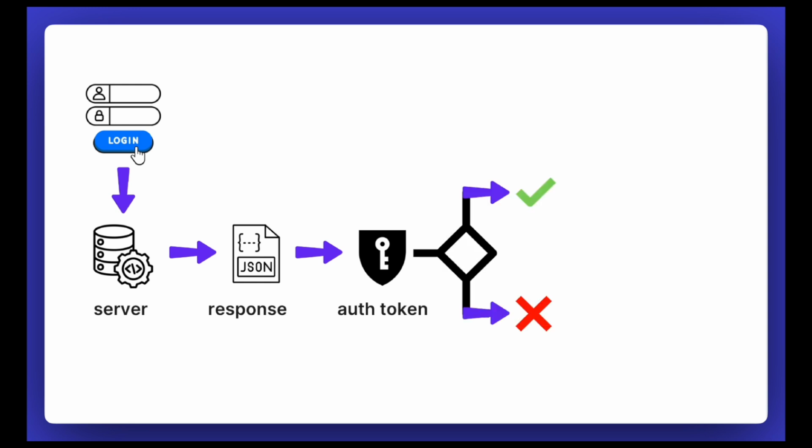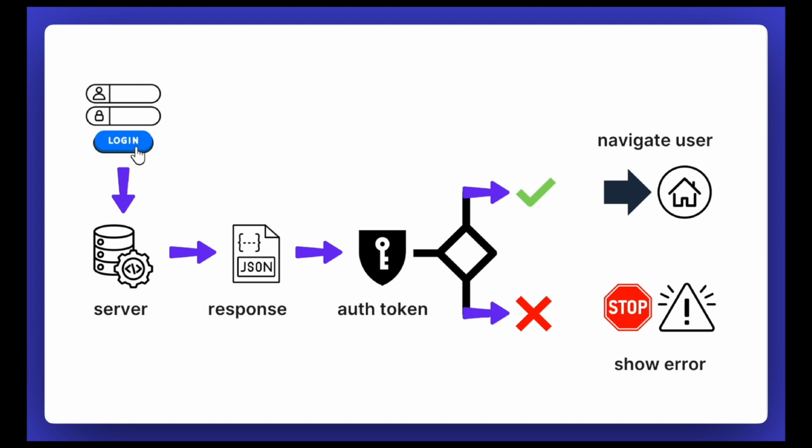The app then checks the authentication token. If there's a token coming from the response, the app proceeds to navigate the user to the home screen, indicating a successful login or sign-up. If there isn't, or if there is an error in the process, the app will show an error message to the user, preventing access and guiding them to try again. Now let's see how we can implement this logic in the action editor of the builder.